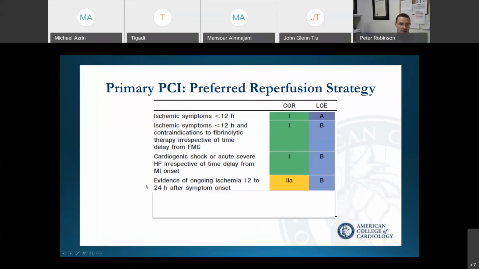Now, if there's evidence of ongoing ischemia 12 to 24 hours after their symptom onset, it should still be pursued with referral to primary PCI. Not as strong data, not as strong a recommendation. You basically have to reason not to do this. But this time is important. We're going to focus a little bit on this timing and why it's important.